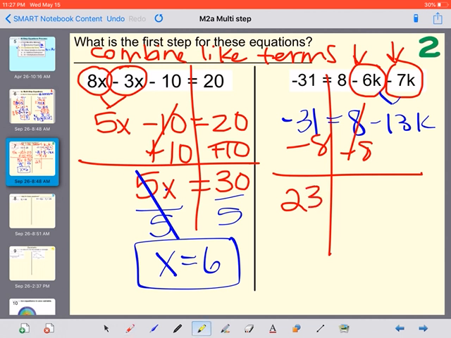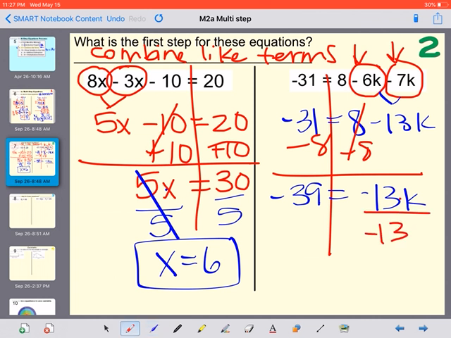Oh, I made a mistake. These are all negatives. Same sign, add and keep. That's a negative 39 if we add them up, and a negative 13k. So the opposite of multiply is divide by negative 13. And we have k equal to, be careful, two negatives make a positive when you multiply and divide. And you can use a calculator here. 13 goes into 39 3 times.